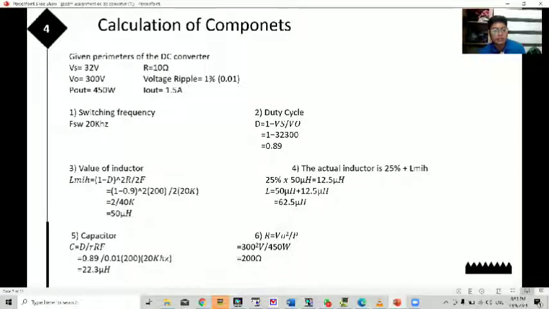And next we must find the capacitor value. We get 22.3 microhenry, and lastly we have to find our resistor value, and we get about 200 ohm. Okay, that's all from me.